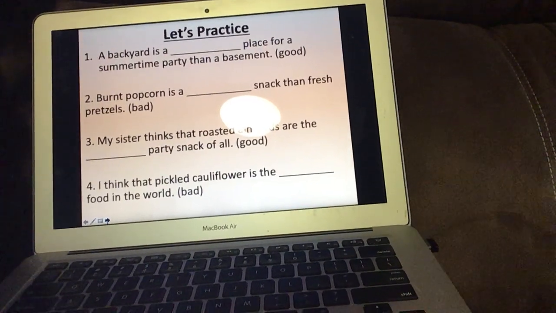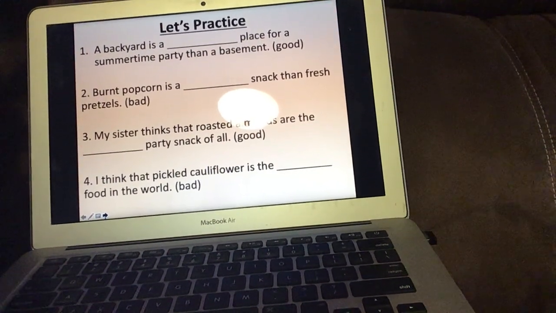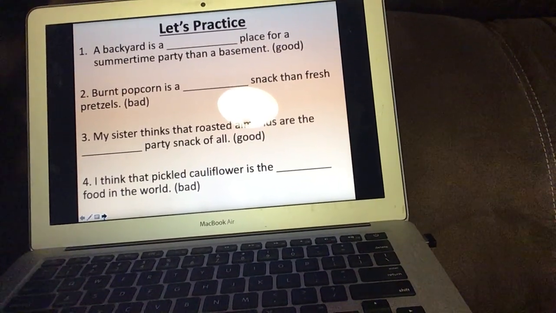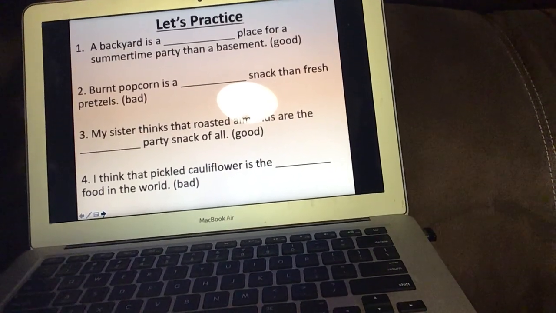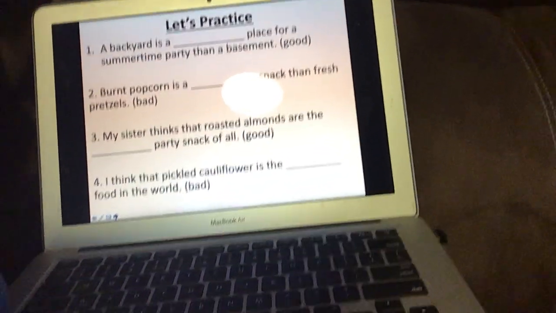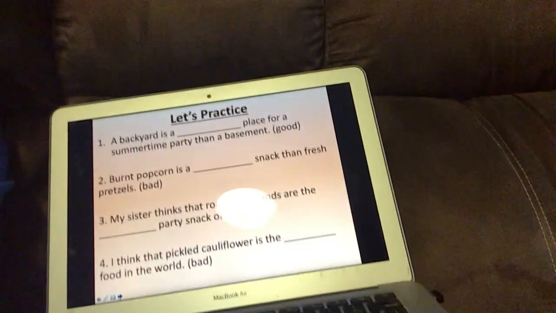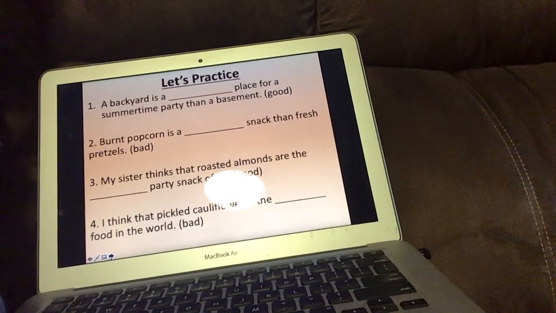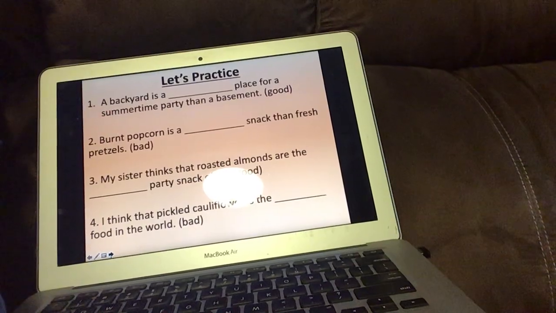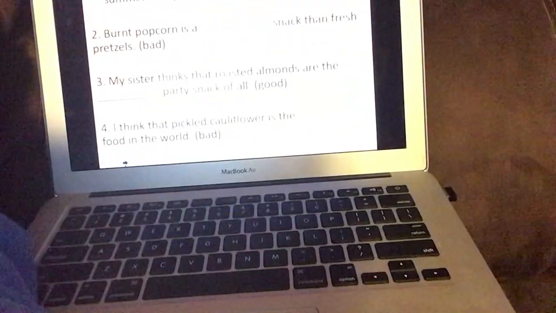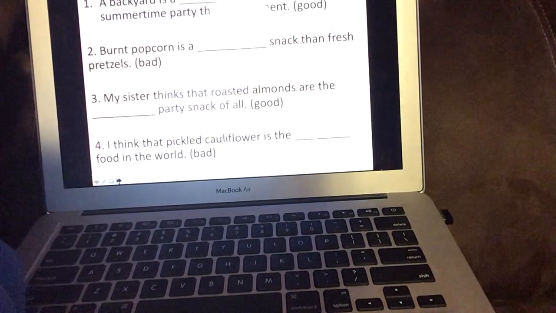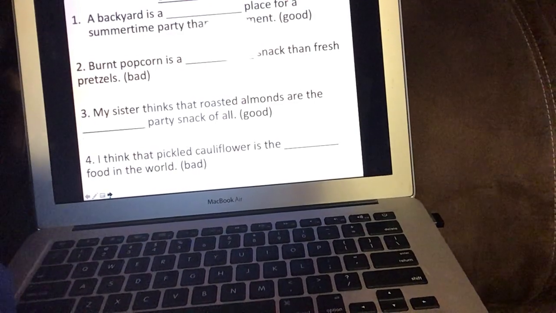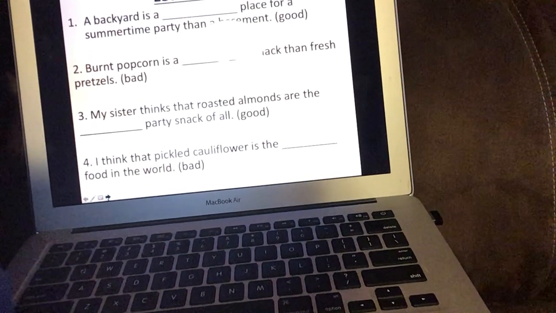Number 2, burnt popcorn is a blank snack than fresh pretzels. And it tells us that we're going to be using a form of the word bad. So bad, worse, or worst. Number 3, my sister thinks that roasted almonds are the blank party snack of all. Number 4, I think that pickled cauliflower is the blank food in the world.